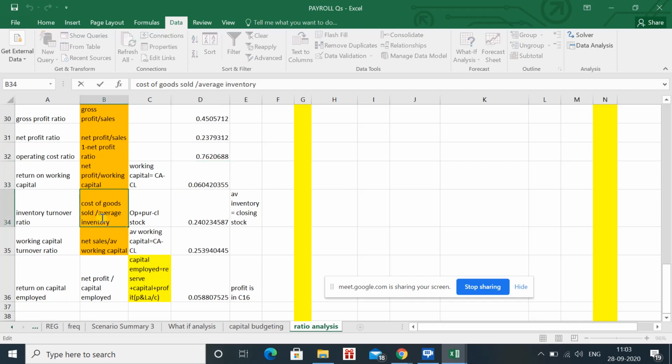Now we are moving to the next ratio, that is the inventory turnover ratio. Inventory turnover ratio is the cost of goods sold divided by average inventory. How to calculate the cost of goods sold? Opening plus purchases minus closing, divided by average inventory. Average inventory again they have taken as closing stock.